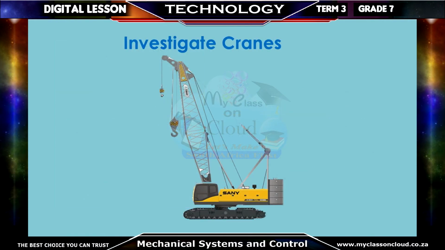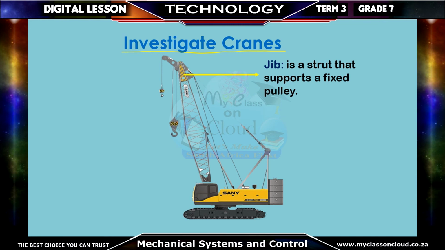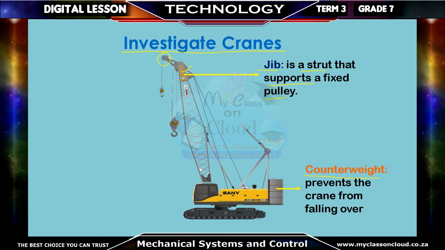Let us investigate cranes. A crane has many types of pulley systems. The first part we are going to talk about is the jib. It is a strut that supports a fixed pulley. So, there is our fixed pulley there, and it is being supported by a strut. Counterweight. A crane has a counterweight, because if it is picking up a heavy load, it prevents it from tipping over or falling over.